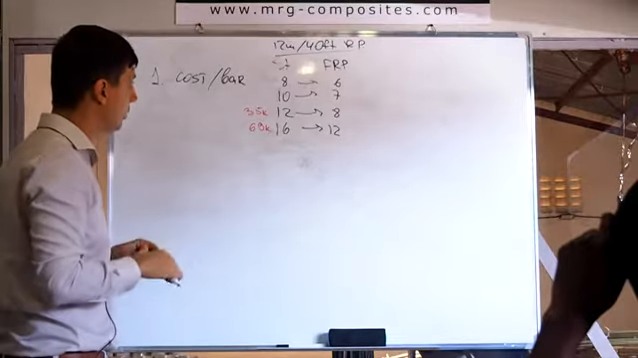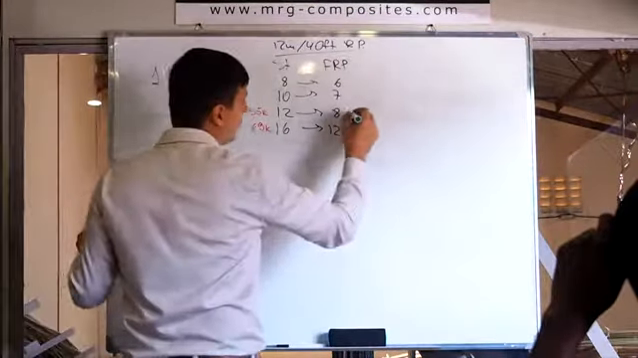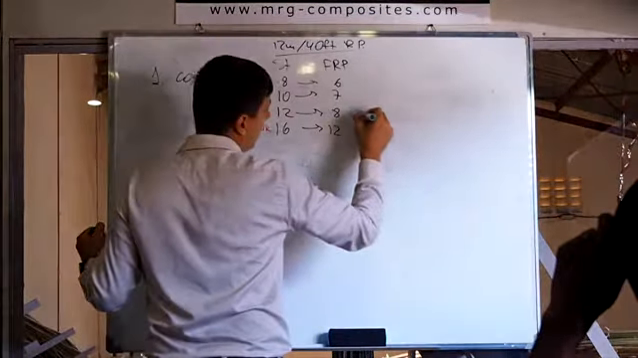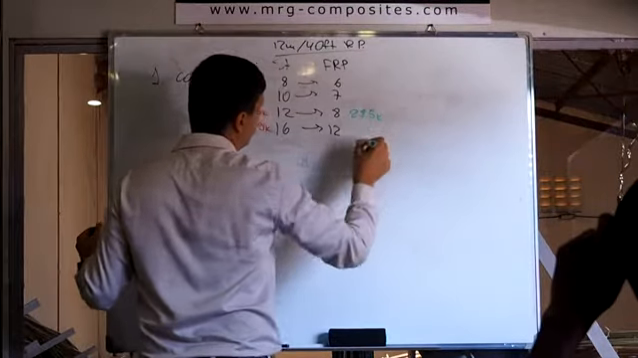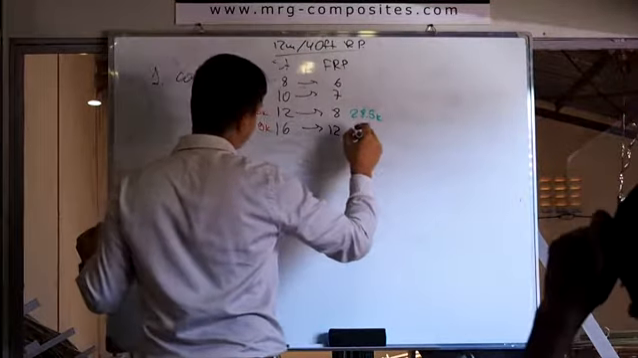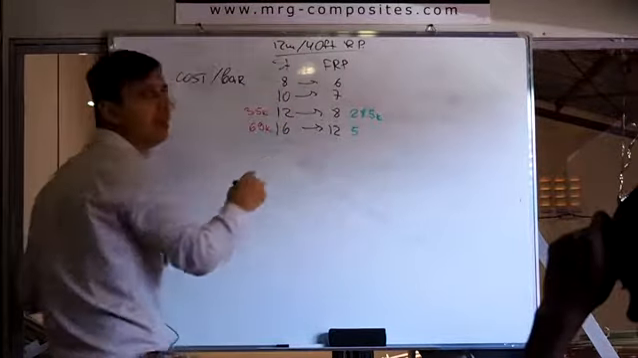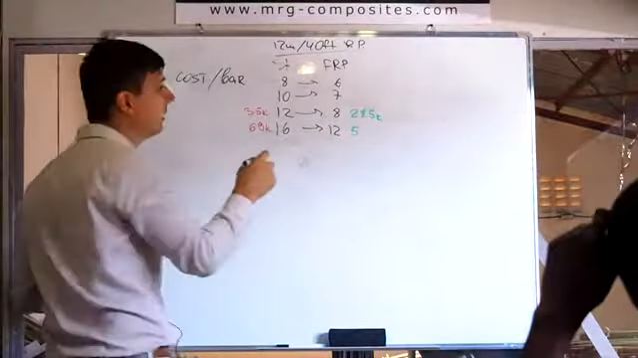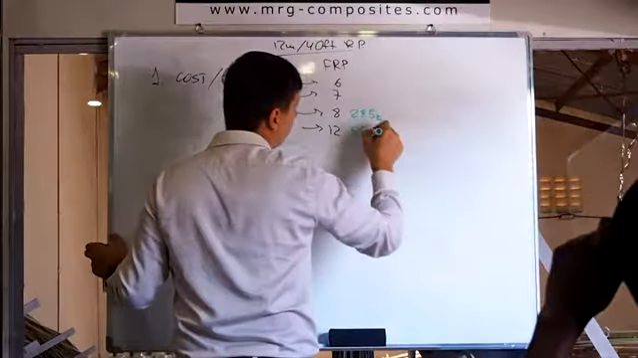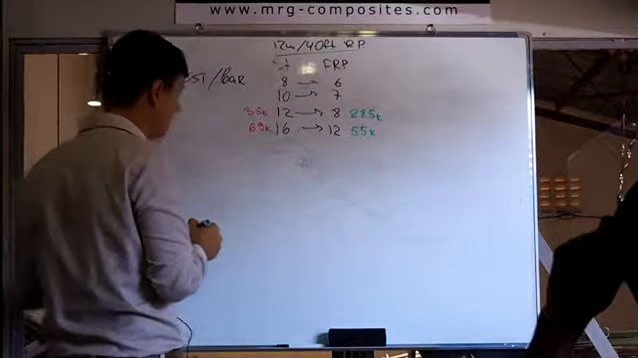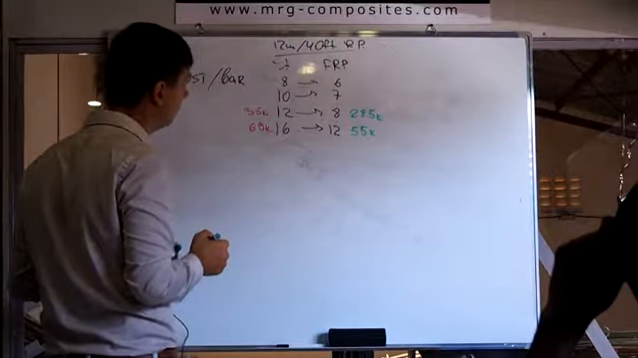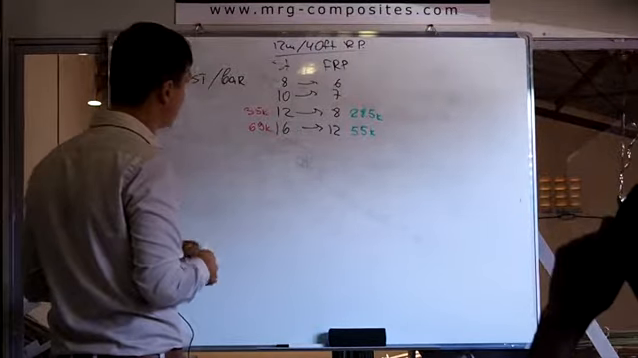FRP is going to cost you here 28.5, and here 50. I believe it's 55 now. 55. So that's the difference.